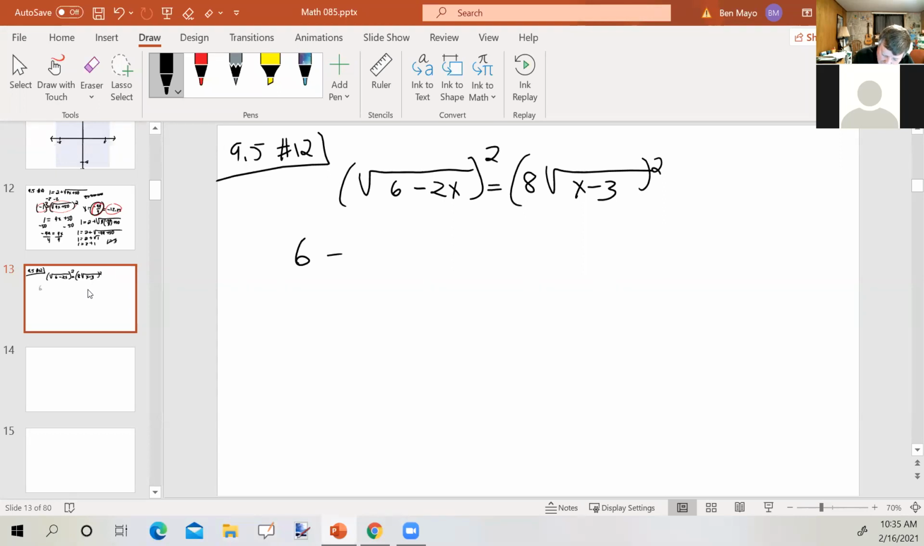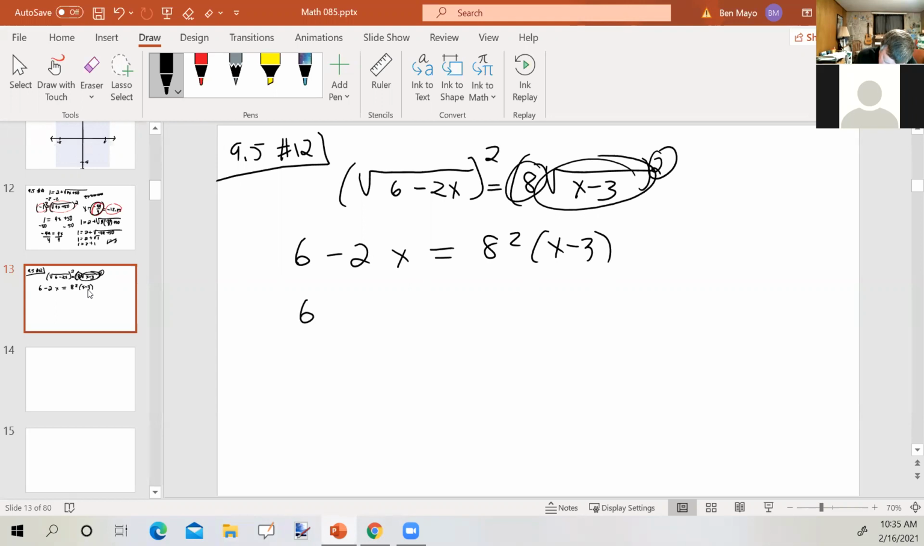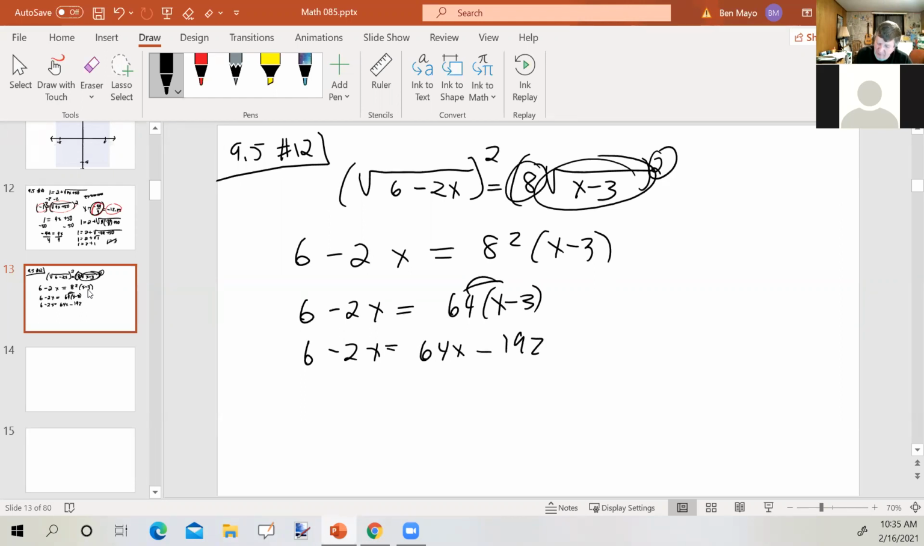On the left side, we get 6 minus 2x. On the right side, we get 8 squared and then x minus 3, because this 2 outside applies to both the 8 and the square root of x minus 3. So then we get 6 minus 2x equals 64 times x minus 3. 6 minus 2x equals 64x minus 192. Is that right? Yeah. I'll subtract 64x from both sides of the equation. Negative 66x plus 6 equals negative 192.